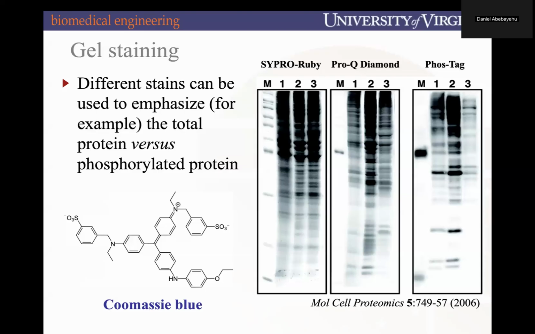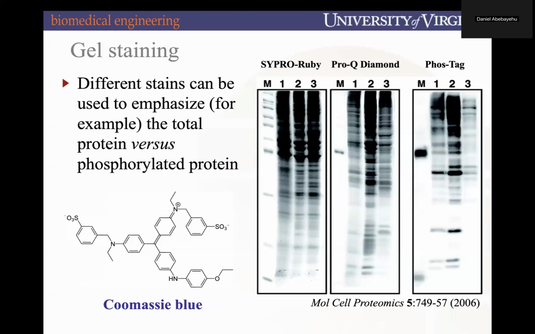The most commonly used total protein stain is Coomassie blue. And this is the structure for it. It's a dye derived from blue gene fabrication. And so it's another one. Sypro Ruby and Coomassie blue both stain for just total protein, all protein within the sample.